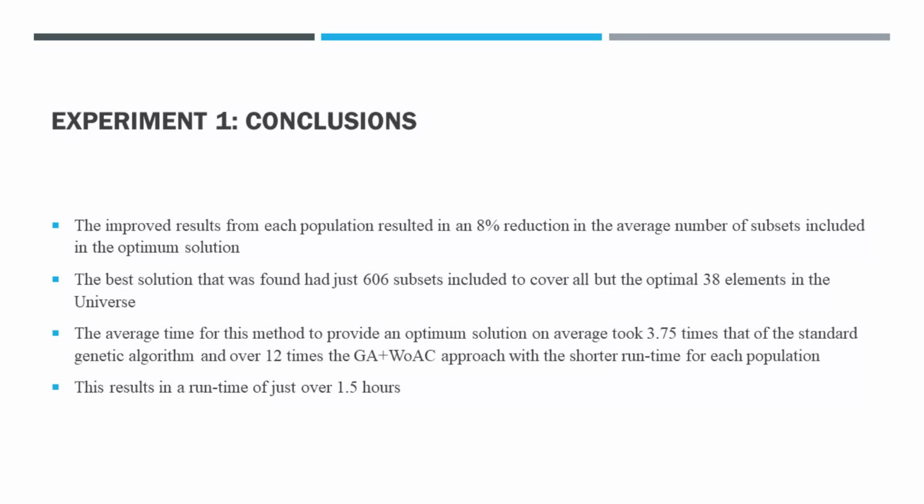The improved results from each population resulted in an 8% reduction in the average number of subsets included in the optimum solution. And the best solution that was found had just over 606 subsets included to cover all but the optimal 38 elements in the universe. The average time for this method to provide an optimum solution took 3.7 times that of the standard genetic algorithm and over 12 times that of the genetic algorithm plus wisdom of artificial crowds approach with the shorter runtime for each population. So this results in a runtime of just over 1.5 hours.